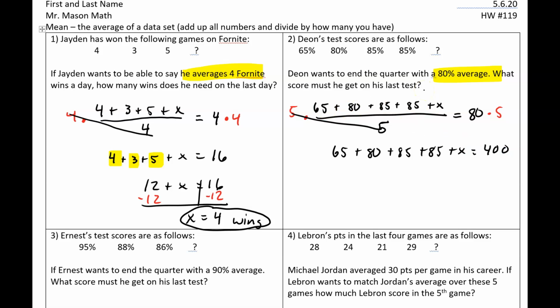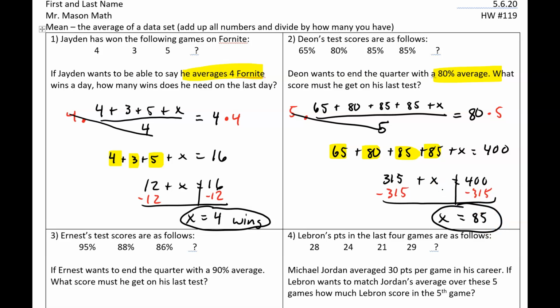You cannot forget to do that. If you forget one little piece of data, that will mess you up. Then make sure when you're combining your like terms that you're doing a nice job of making sure that you get all of them. So if I add all those up, I get 315 plus x equals 400, and then this, of course, is just our one-step equation. I'll subtract 315 from both sides, and in order for Dion to walk out of this class with an 80%, remember, because that was his goal, he has to get an 85 on this test. If he gets above that, then he'll probably be above an 80. If he gets below that, then he won't accomplish his goal and he'll be below an 80.